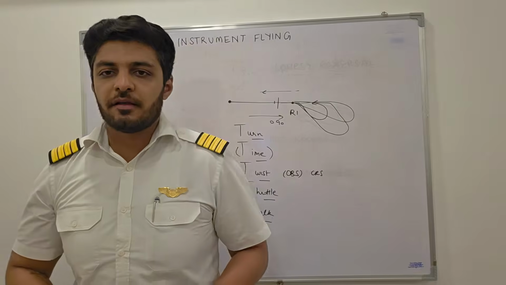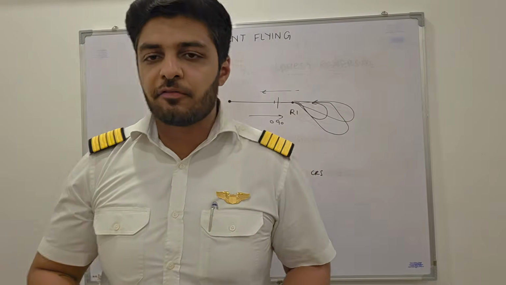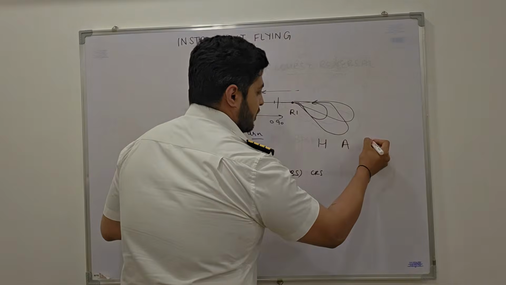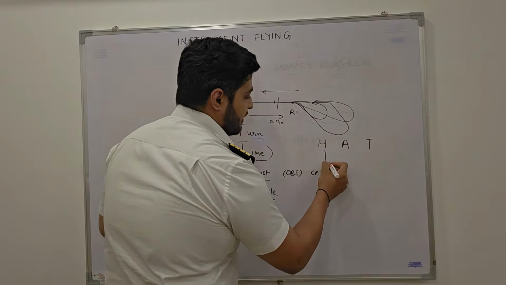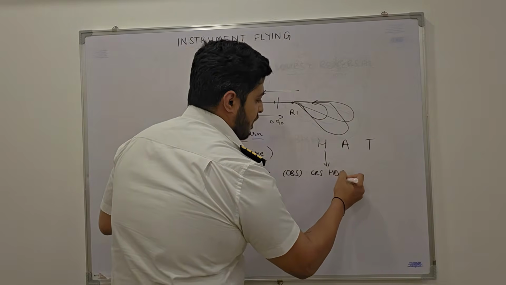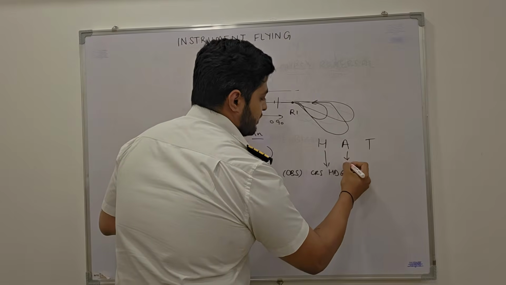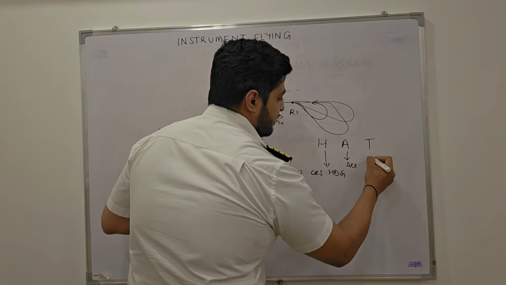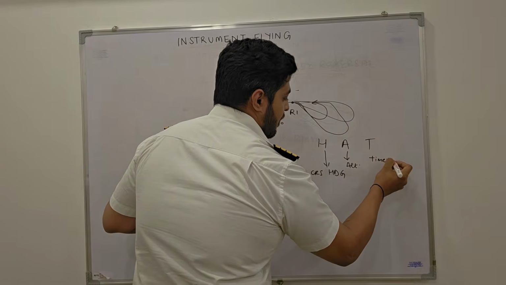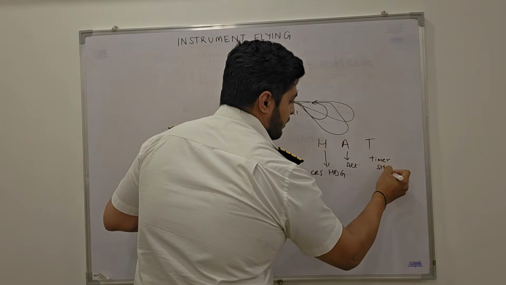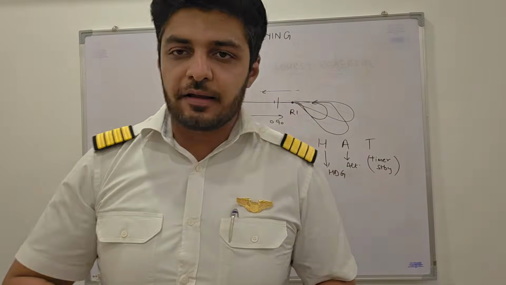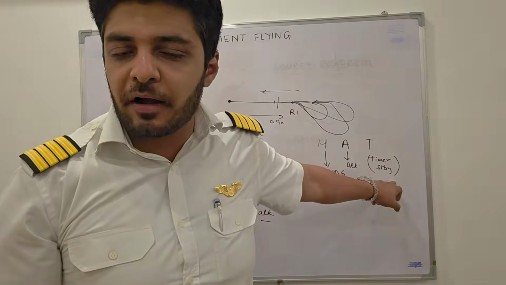Now in instrument flying, there are also some further checks that we have to do, typically known as HAT checks. H is basically setting the heading bug, A is altitude bug and T is timer on standby. If required, we'll use it, if not, we will not. Or if it is not reset, we have to keep it back to 0.